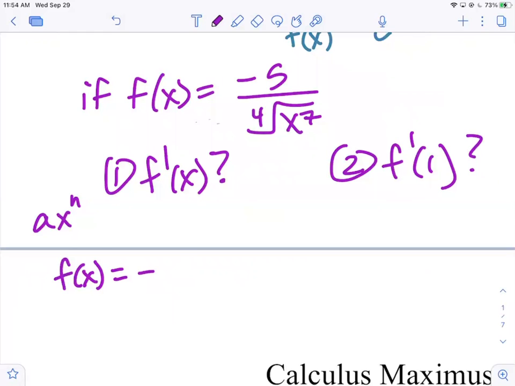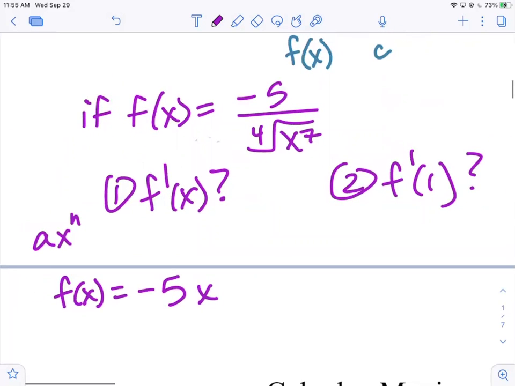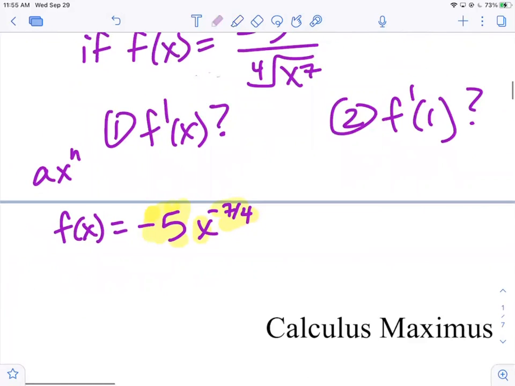So to do that, I'm going to have -5, and I'm going to bring that 4th root of x to the 7th from the bottom to the top, and it becomes to the -7/4. So you'll get really adept with fractional exponents, right? It's 7/4 in the denominator. Bring it to the top, it becomes negative. Is that now in ax to the nth format? Yep, it is. So now I could say, all right, the derivative of the left is f prime, and the derivative of the right is multiply and subtract.